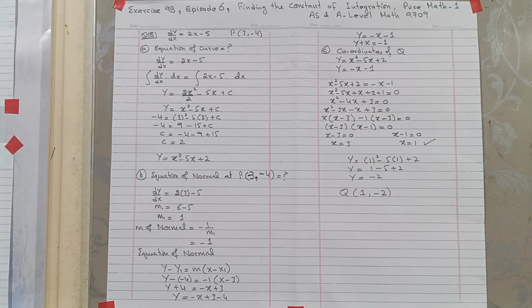The topic of this exercise is finding the constant of integration. This is the course book of Pure Maths 1, paper 1 of the AS and A levels mathematics 9709. This was our 6th episode on this exercise. The topic of this chapter is integration.